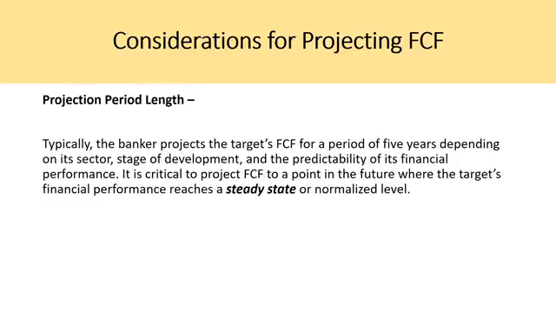Okay. The next is the projection period length. Very, very important. Typically, the banker projects the target's free cash flow for a period of 5 years, depending on its sector, stage of development, and the predictability of its financial performance. It is critical to project free cash flow to a point in the future where the target's financial performance reaches a steady state or normalized level.